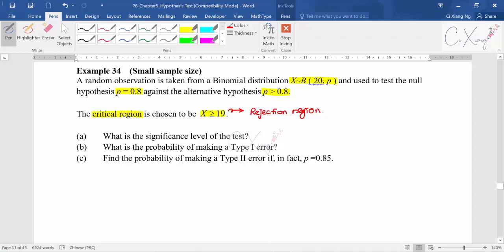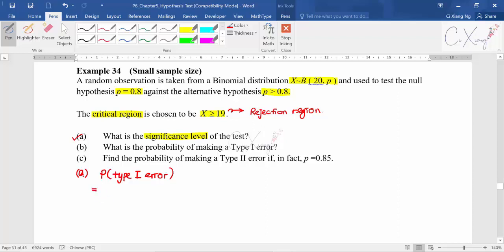First, part A. What is the significance level of the test? The significance level of the test means the nominal significance, which is the alpha. For this binomial distribution, they didn't give you the alpha, right? You have to calculate it on your own. To get the significance level, you still need to find out the type 1 error. So please remember this. They ask you to calculate the significance level, but you still need to calculate the type 1 error before you can find out the significance level.